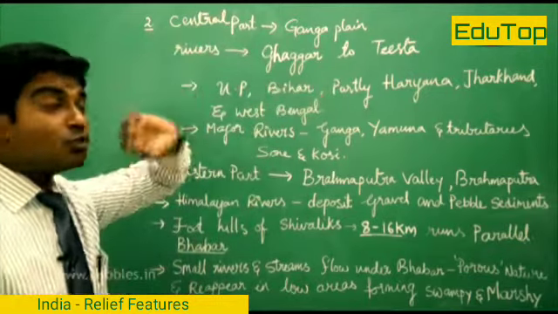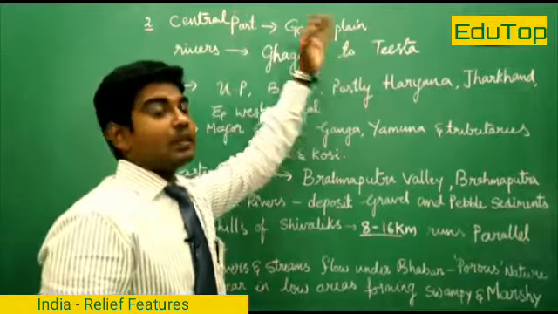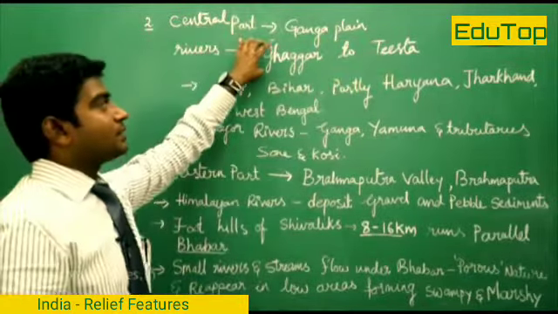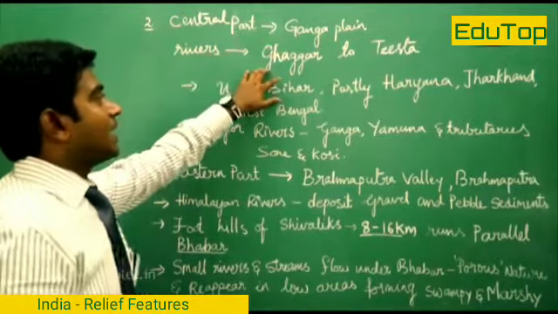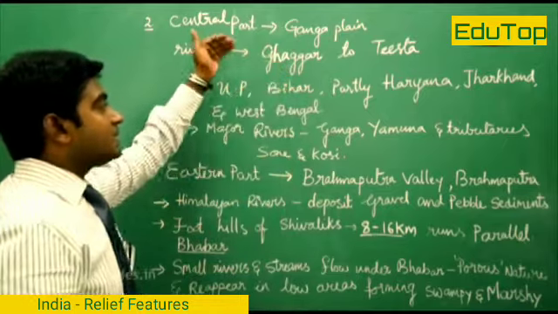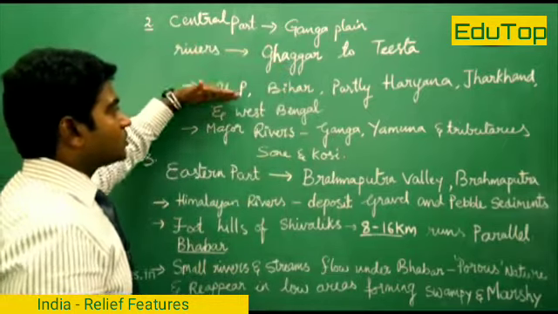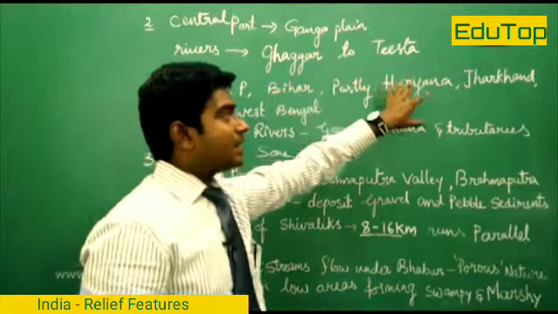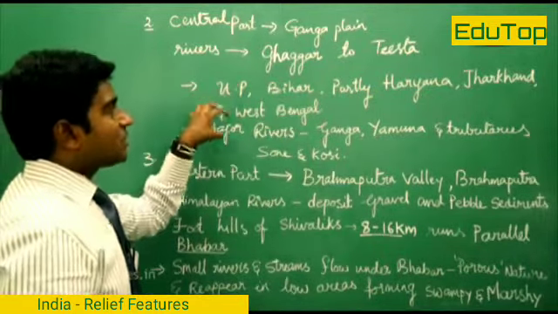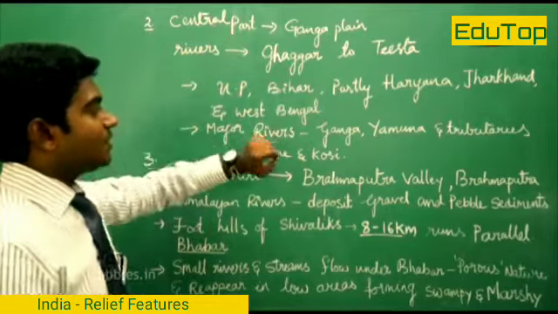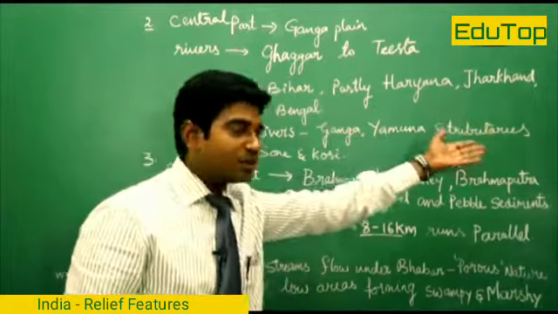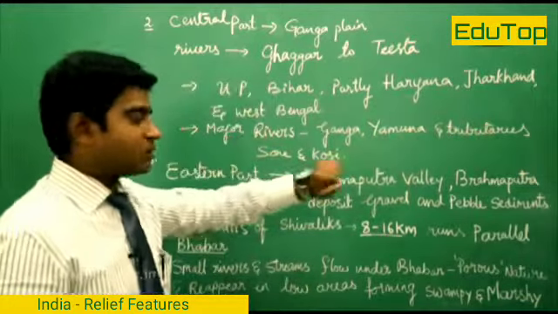The central part is also known as the Ganga Plain. The major rivers passing through this Ganga Plain are from Ghaghara to Teesta. We have many rivers passing through the Ganga Plain, and the regions covered are Uttar Pradesh, Bihar, partly Haryana, Jharkhand and West Bengal. The major rivers flowing through the central part, as the name itself indicates, are Ganga, then Yamuna and the tributaries of Yamuna like Son and Kosi.